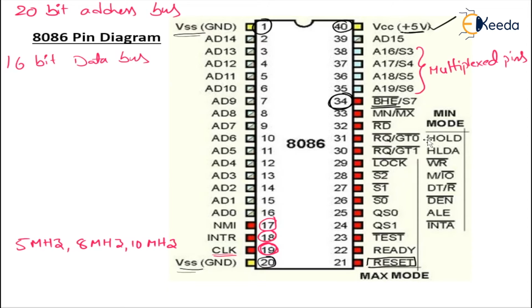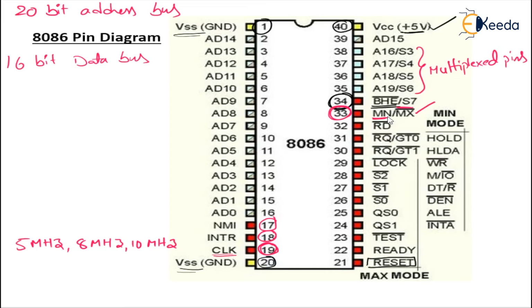MN by MX bar. What I already told, pin number 33. Pin number 33, what did I tell? The 8086 microprocessor is operated on how many modes? Two modes, minimum mode and maximum mode. So when MN by MX bar is there, that means it is active low for MX, and MN is active high.